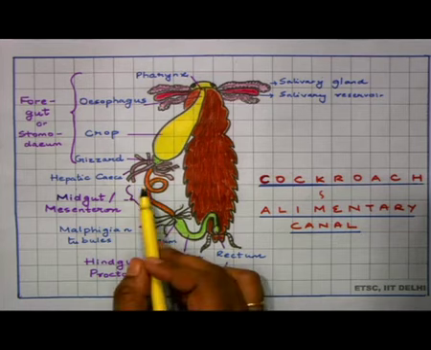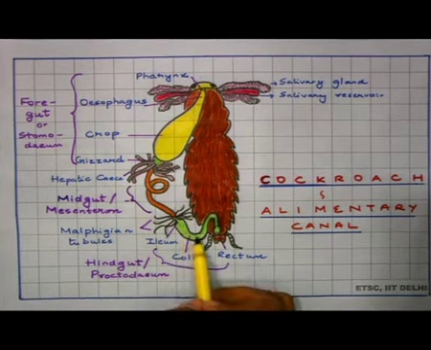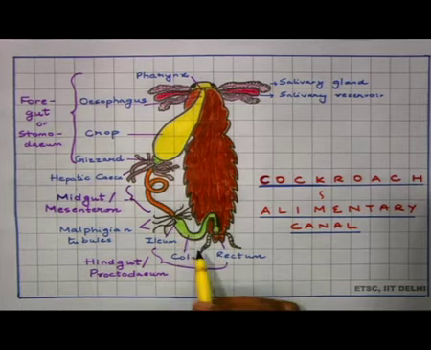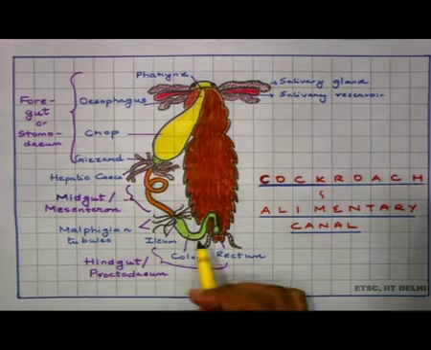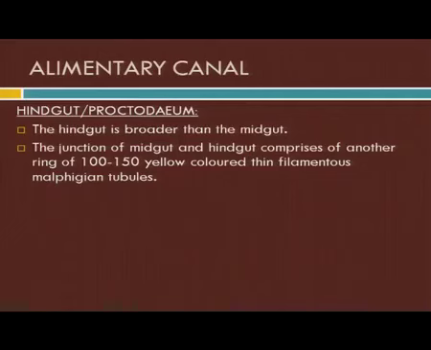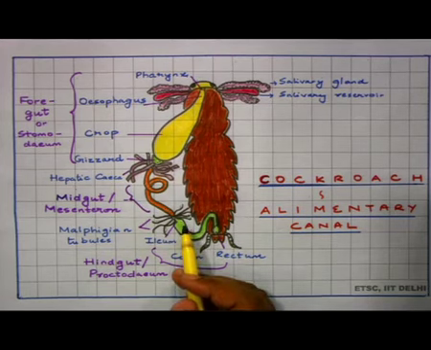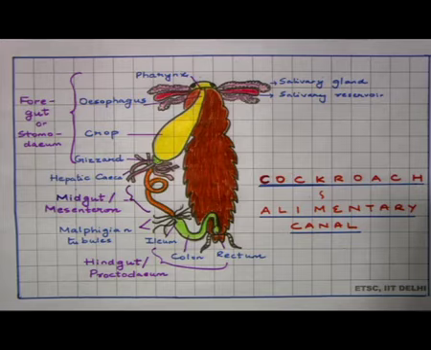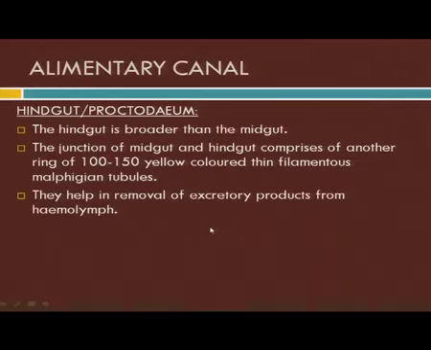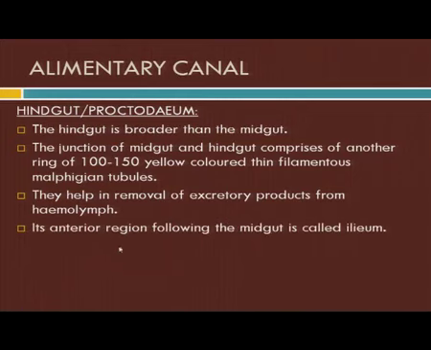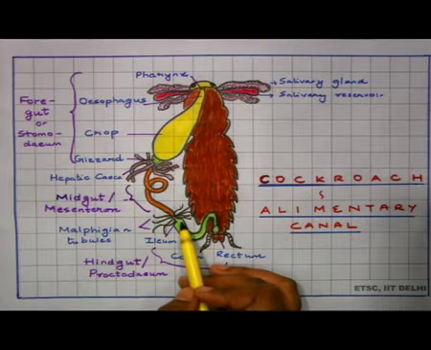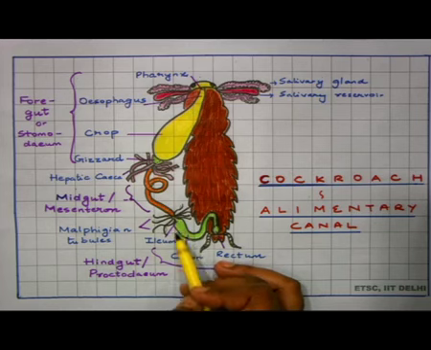From the midgut you can see the hindgut, and it has broadened. Whenever you draw the diagram, you have to broaden the hindgut because it is broader than the midgut. At the junction there are 100 to 150 yellow colored thin filamentous Malpighian tubules, whose function is excretory. They help in removing excretory products from the hemolymph, which is the blood. The anterior region of the hindgut, following the Malpighian tubules, is the ileum.